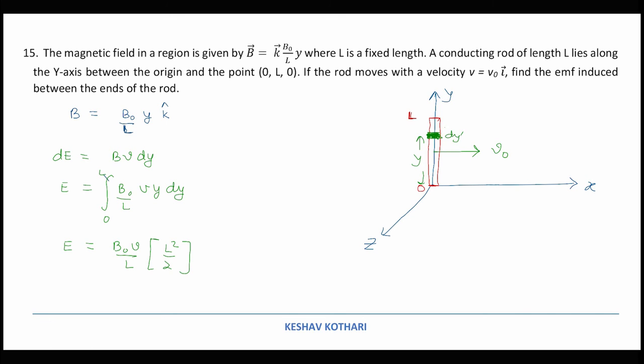So on calculation we obtain that the EMF induced is equal to half of B naught V L square, or the velocity is V naught, so we can put it as V naught. So this is the expression for the EMF which we attain across the end of this rod. So let us move to the next problem.